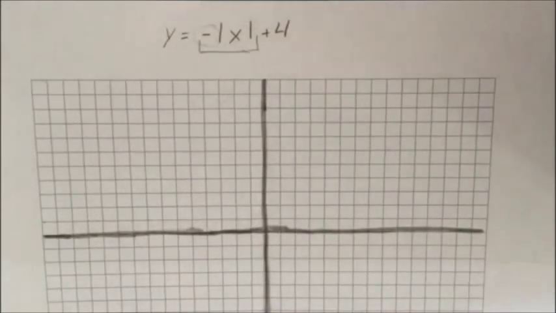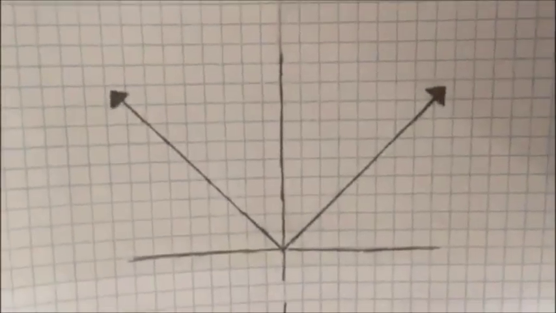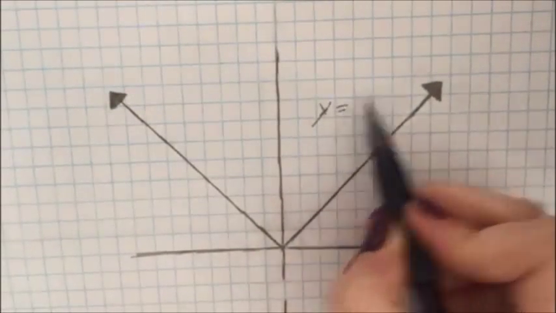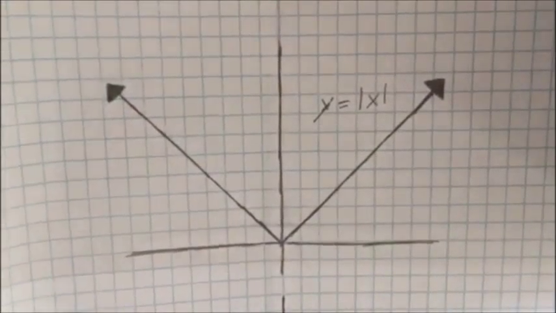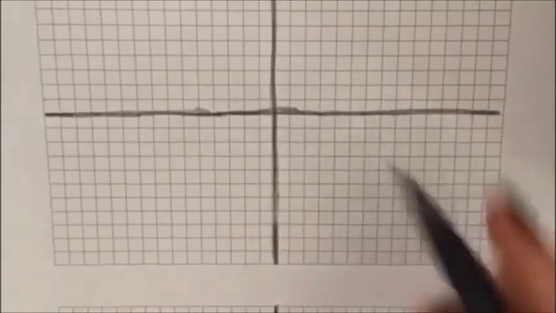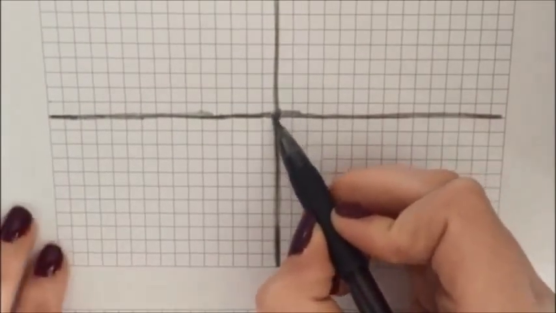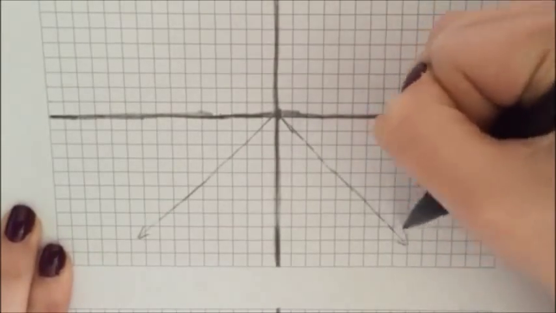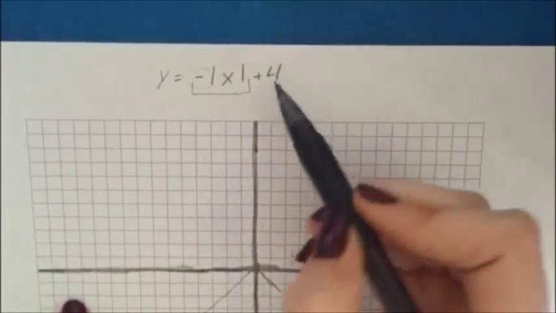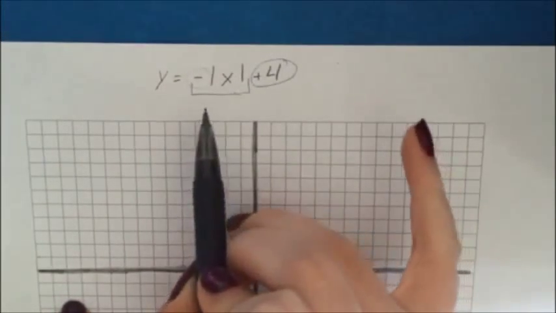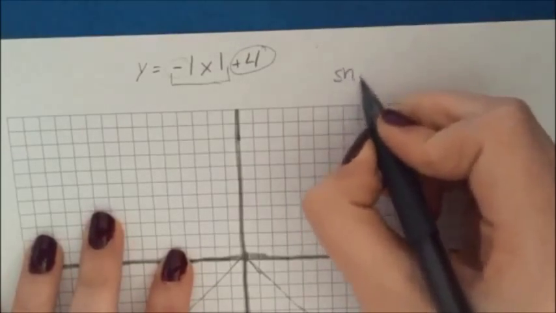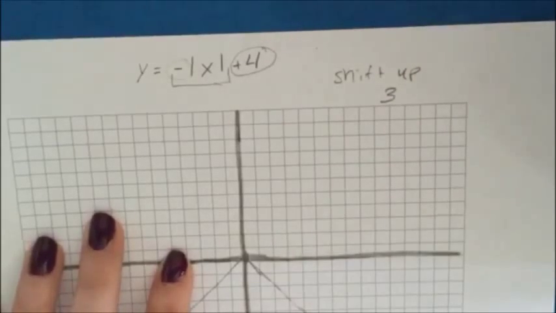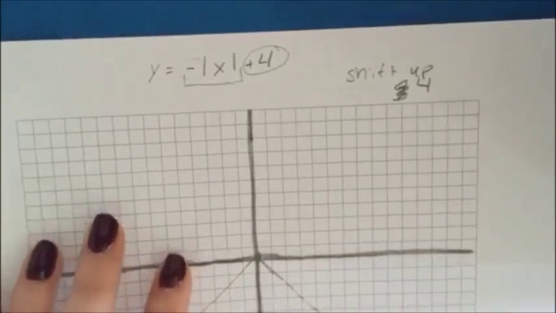And from the original parent function of the absolute value, y is equal to absolute value of x, which looks like this, we would reflect it over the x-axis, which would be... however, since there is a +4 outside of what is directly affecting the x, we then have to shift up 3, I mean 4. Sorry. We would shift up 4.